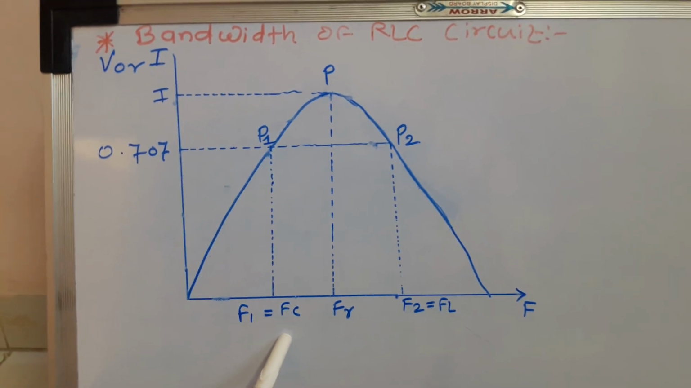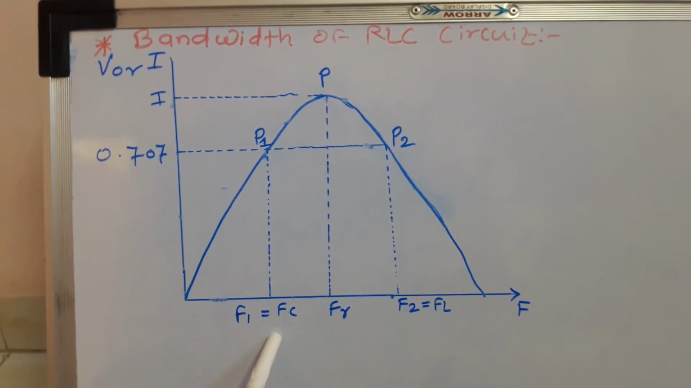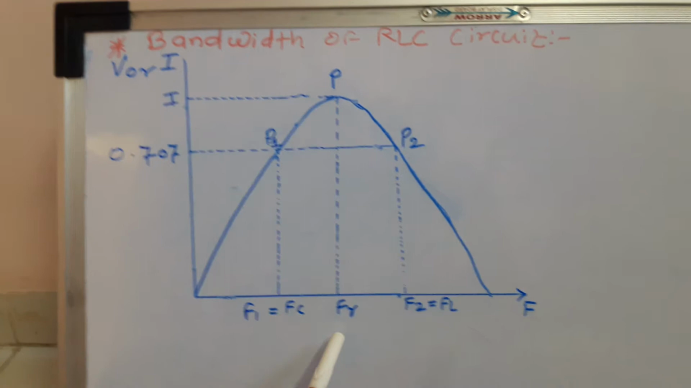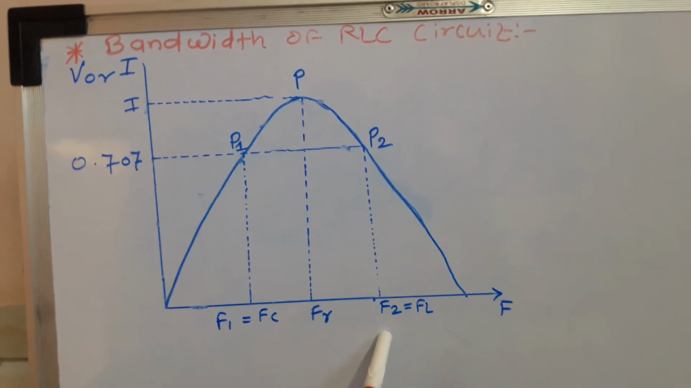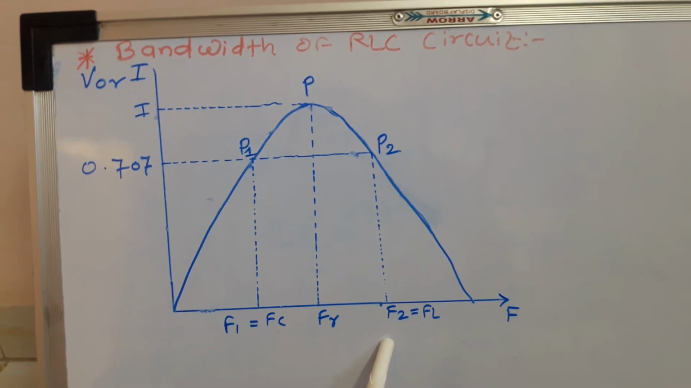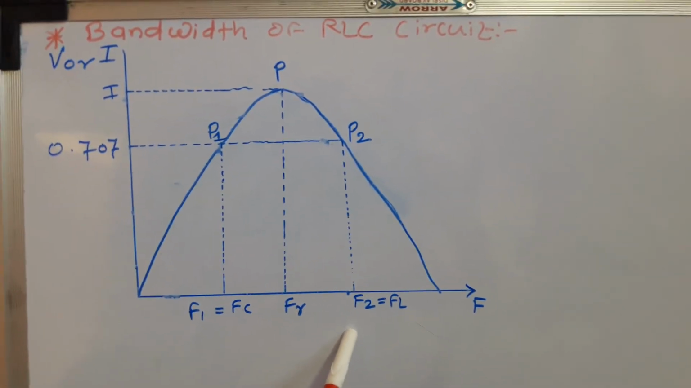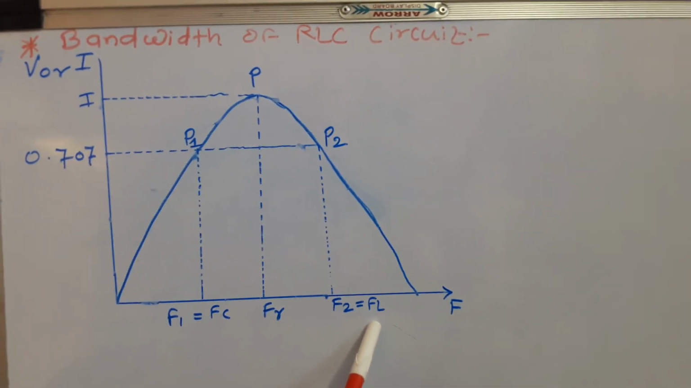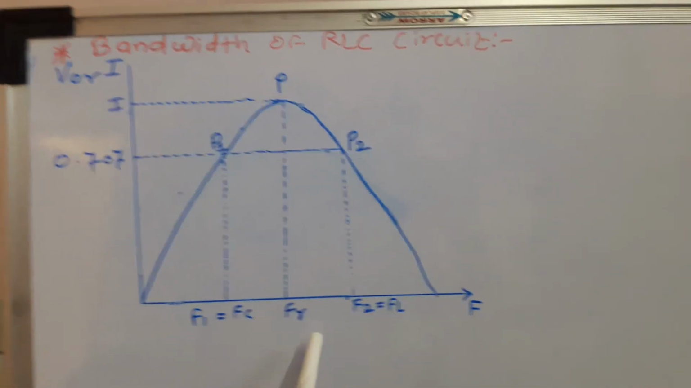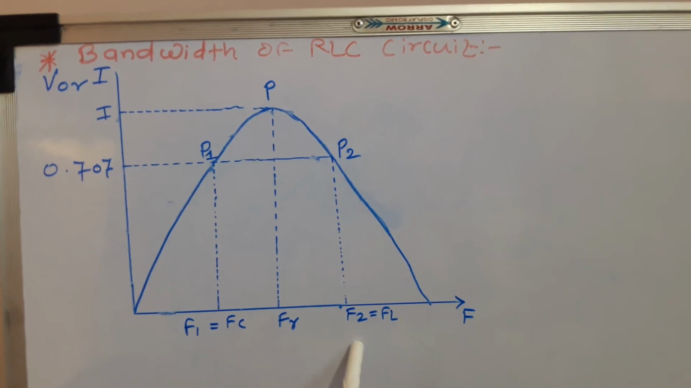As the circuit is capacitive below resonant frequency, this frequency is indicated by Fc. And above resonant frequency, it is F2. As the circuit is inductive at frequencies more than the resonance frequency, it is indicated by FL. So the distance between F1 and F2 is called the bandwidth here.